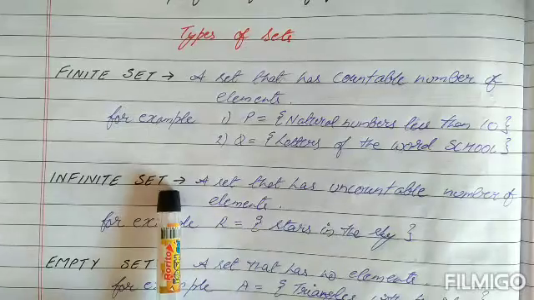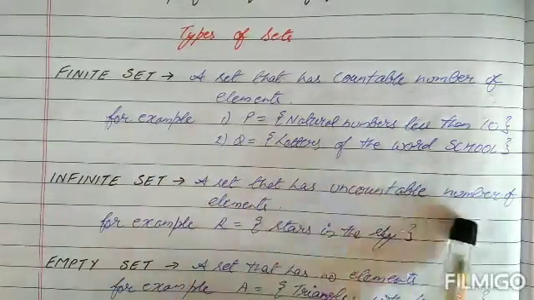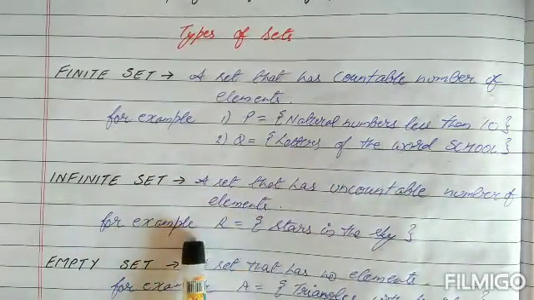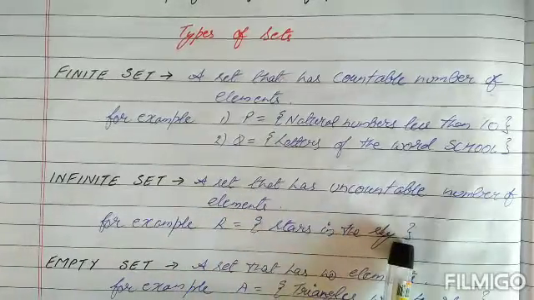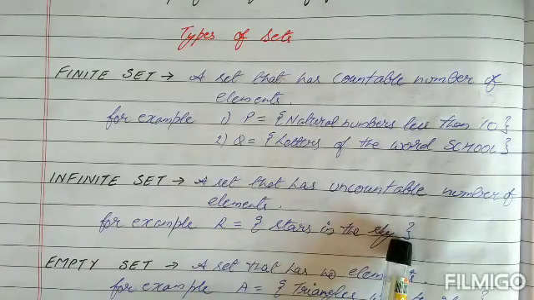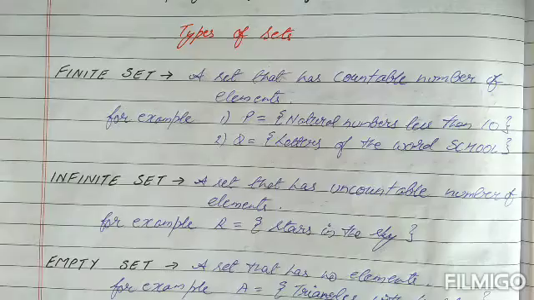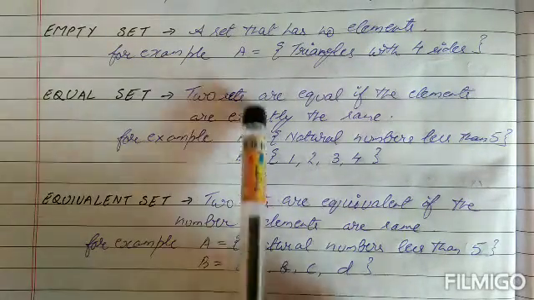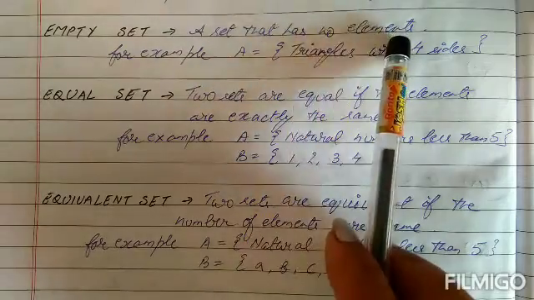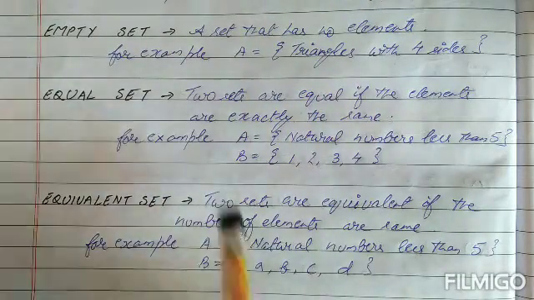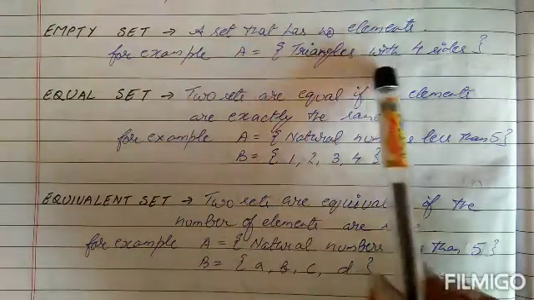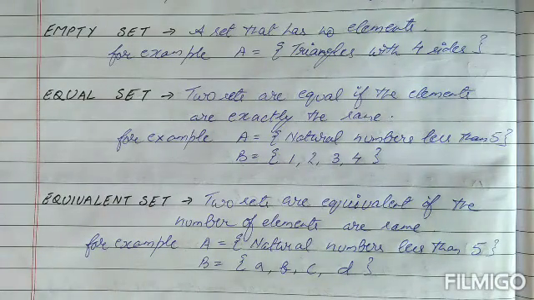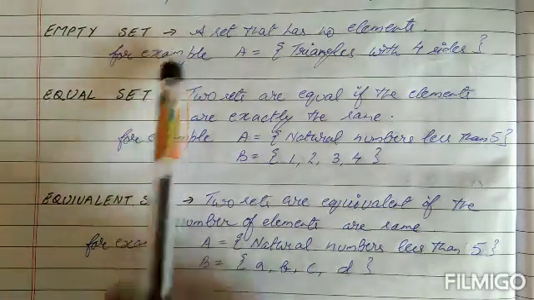Infinite will be just the opposite of this, children. A set that has an uncountable number of elements in it is said to be an infinite set. Like the stars in the sky. Now nobody can count the number of stars in the sky. So these are an infinite set. Empty set, children. Now an empty set is a set in which there will not be any elements. That means it will be a null set. For example, I have taken triangles with 4 sides. Now all of you know, children, triangles are 3-sided figures. But if a triangle has 4 sides, that is not possible. So it is an empty set.